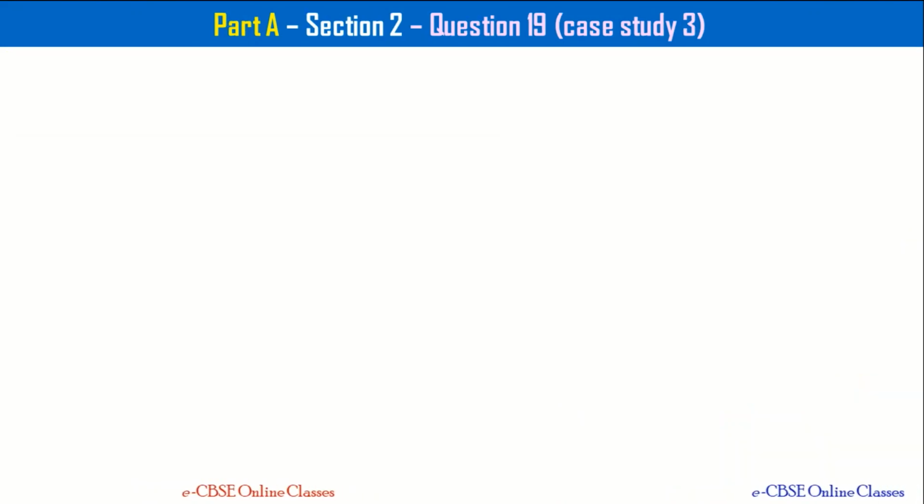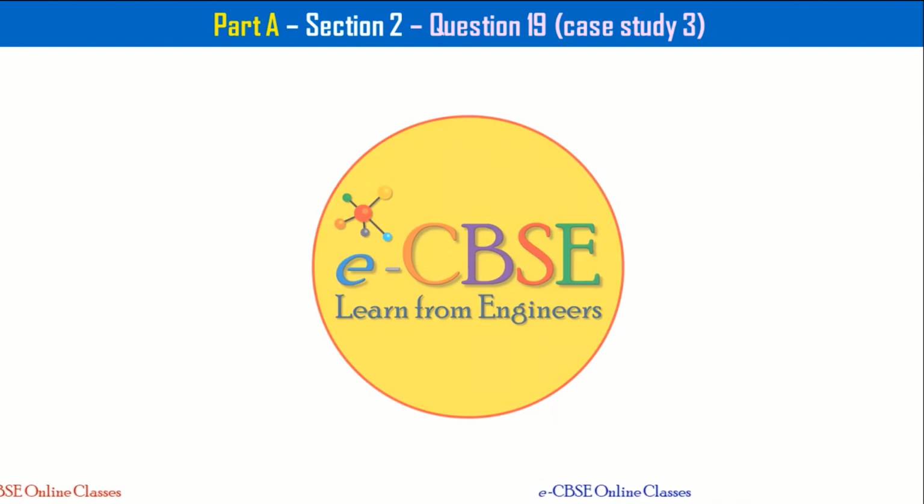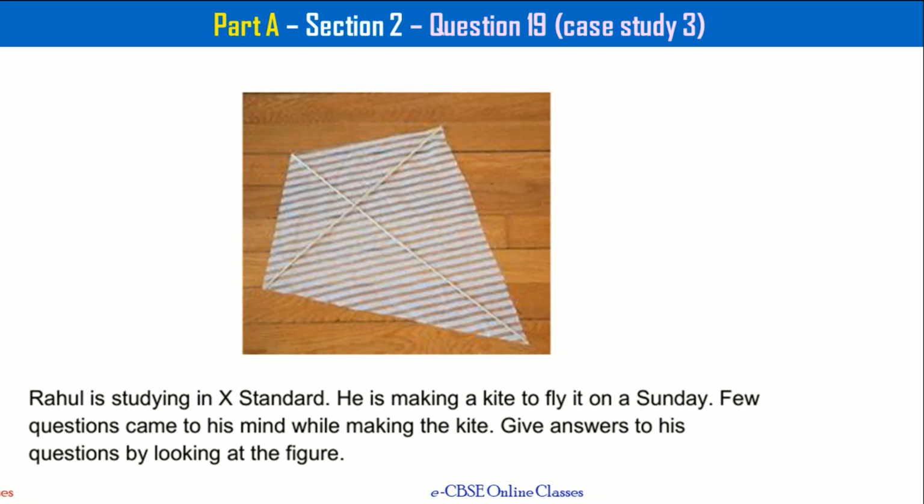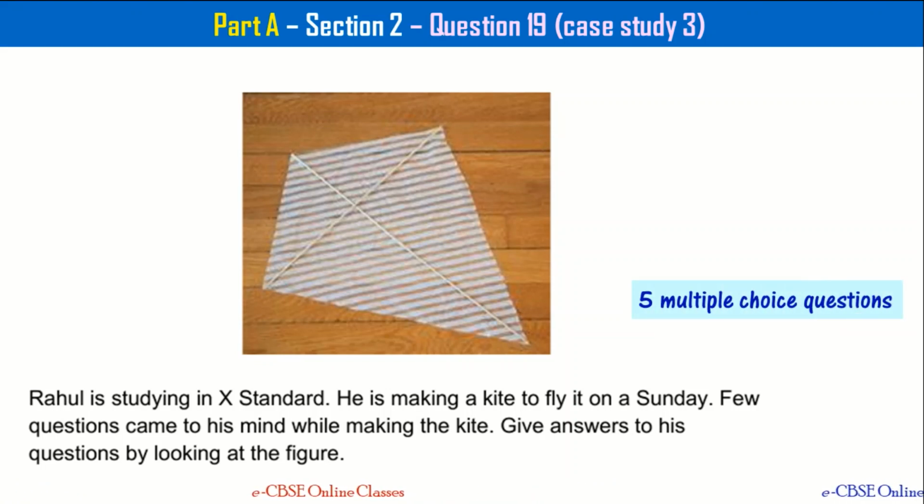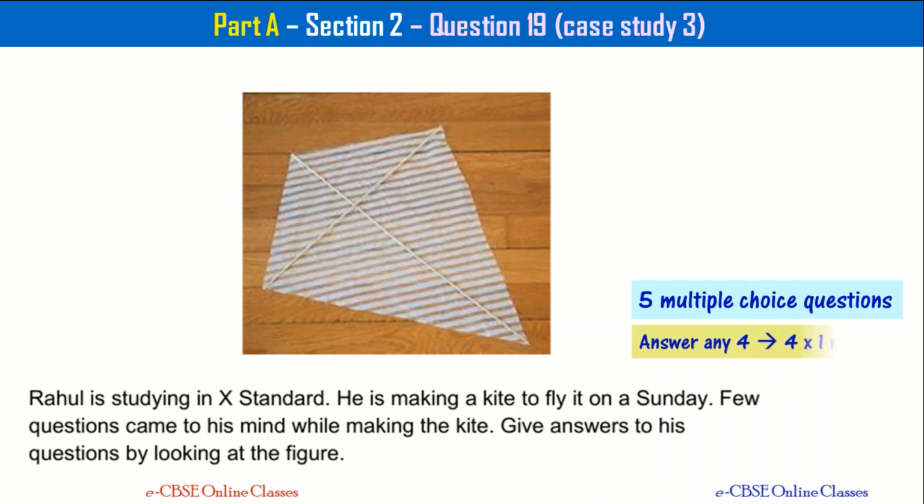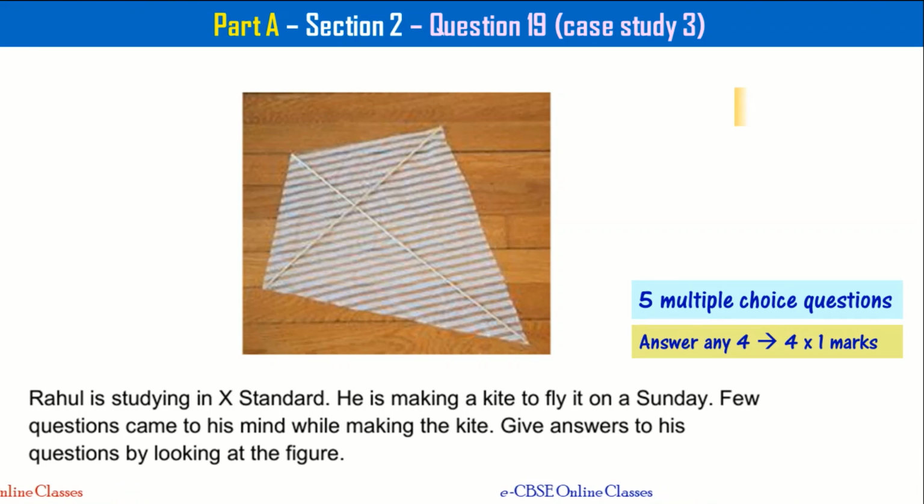Okay, let's go to the next case study. That is question number 19, case study 3. Rahul is studying in 10th standard. He is making a kite to fly it on a Sunday. Few questions came to his mind while making the kite. Give answer to his questions by looking at the figure. It has 5 multiple choice questions. You have to answer any 4 to get 4 marks, and it is from the triangles chapter.